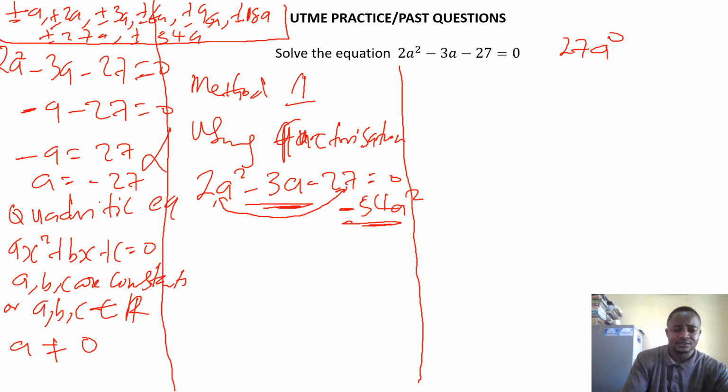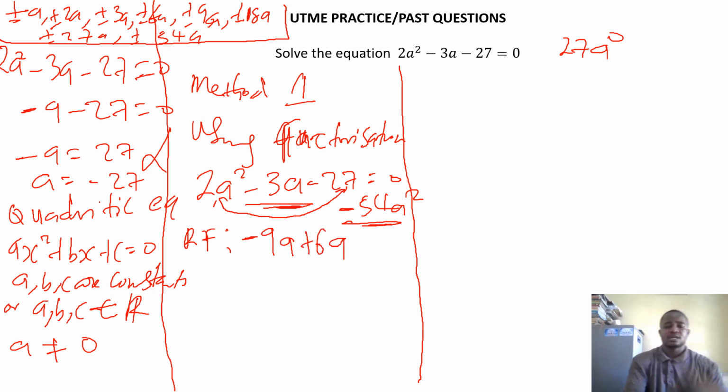So the required factors here are, at the end, minus 9a and plus 6a, or 6a minus 9a. That is because minus 9a times 6a will give you minus 54a squared. Minus 9a plus 6a will give you minus 3a.